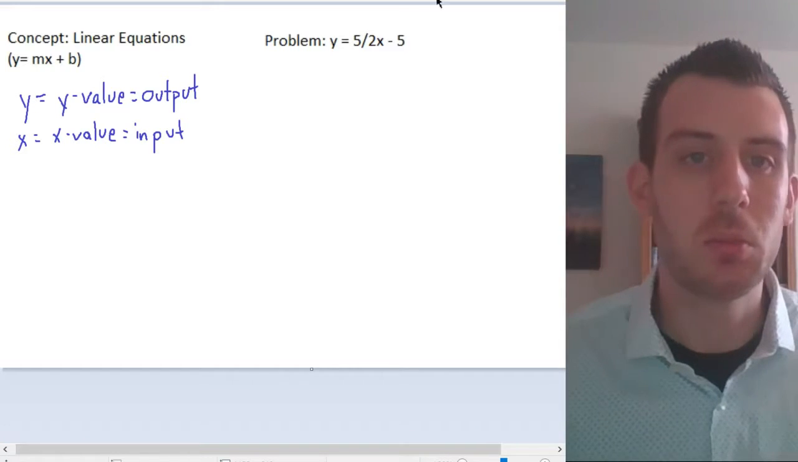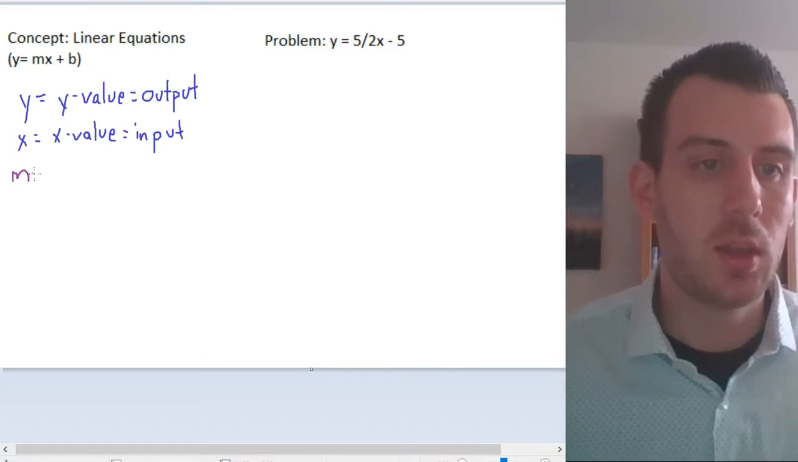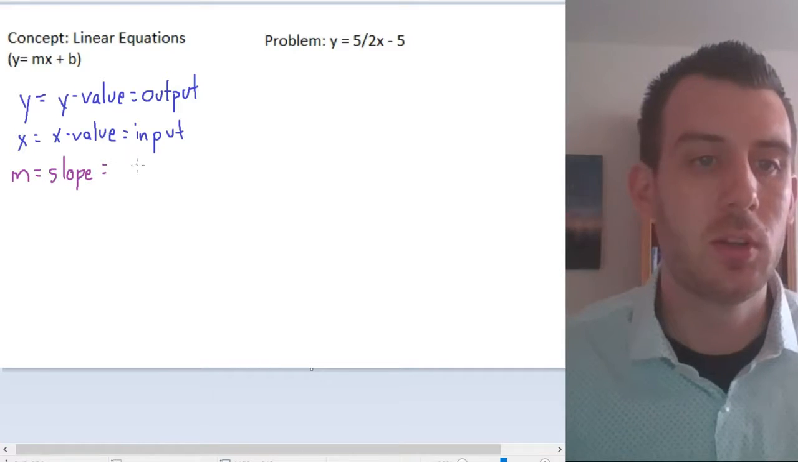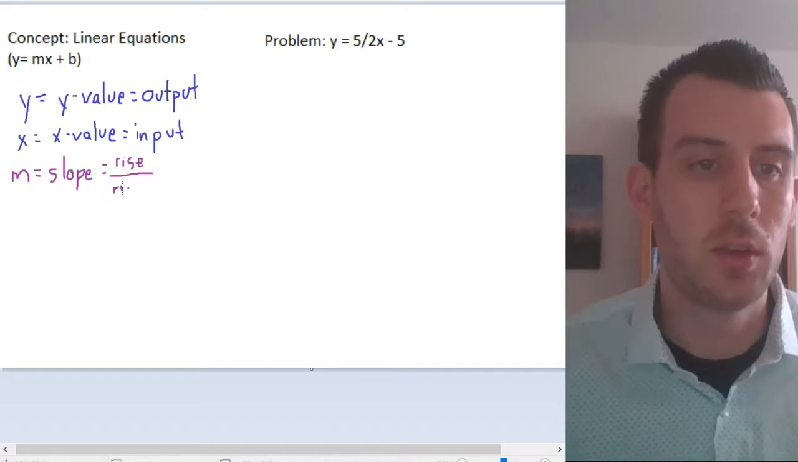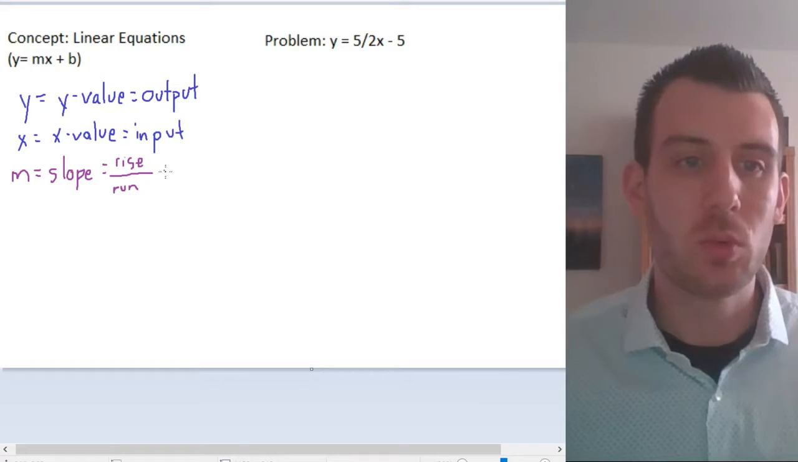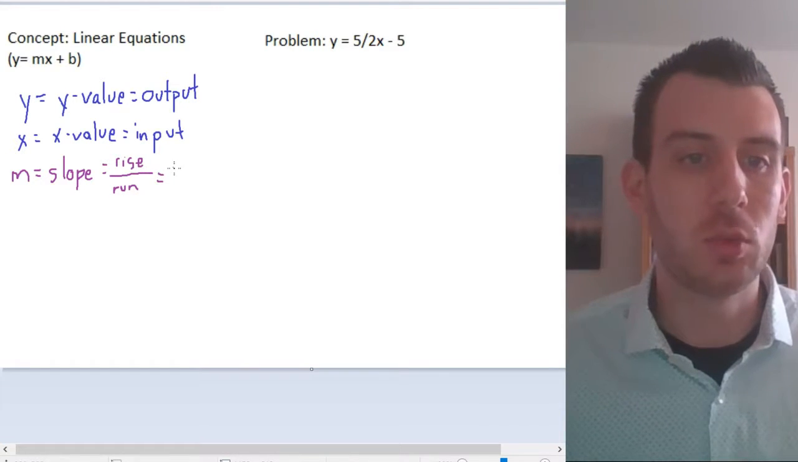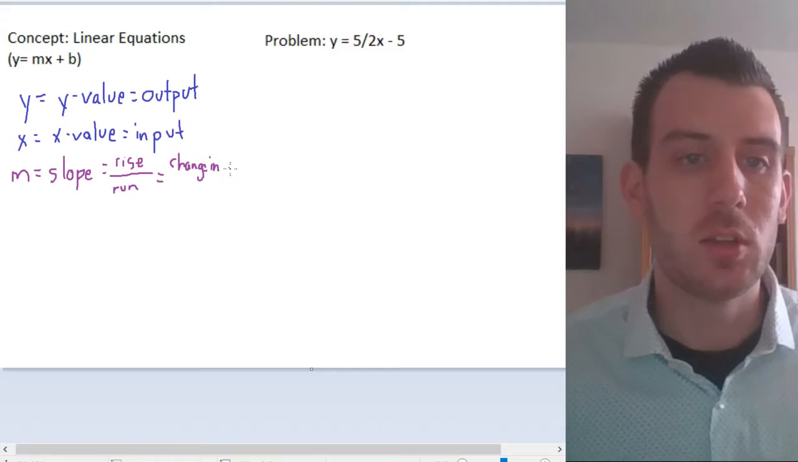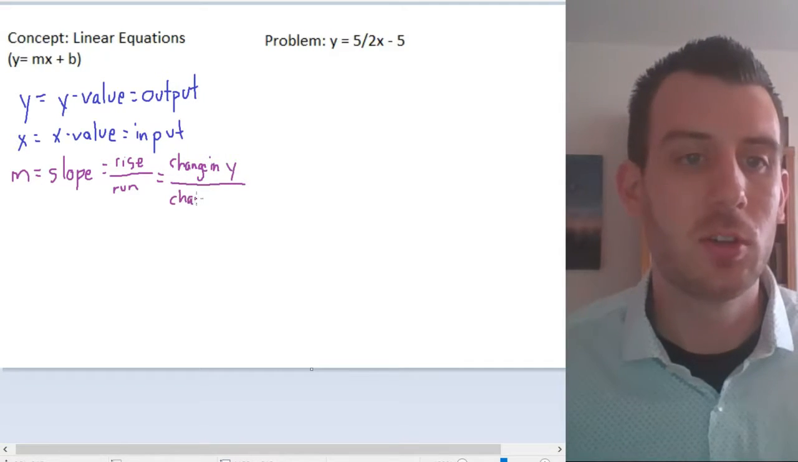What is m? I'm going to use a different color here. M is our slope. Slope is what we call the rise over the run. And it's how much I'm going up for every amount that I'm going over. So rise over run, a more technical way of writing this would be the change in y, because y is my up and down, over the change in x.